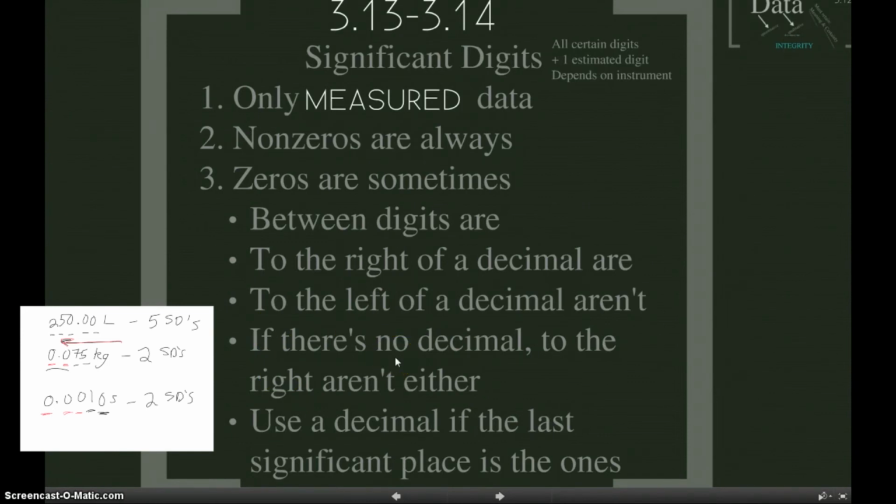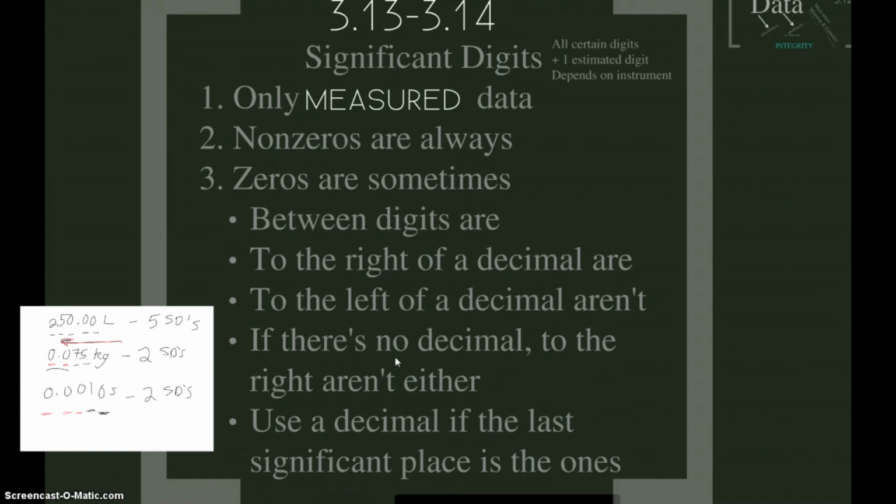Now, what if there is no decimal? I'm going to see if I can move all of this up here. Maybe not. I'll just get rid of some of this stuff. All right, so if there is no decimal, then we go back and look. If there are zeros to the right, and there is no decimal, those zeros are not significant.